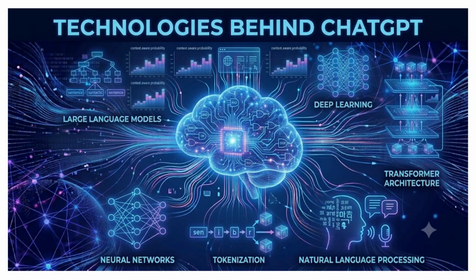Before processing begins, your text is converted into tokens. These tokens are then analyzed by the transformer architecture, which helps the model understand the meaning of the entire sentence, rather than individual words. Finally, natural language processing, or NLP, enables ChatGPT to understand human language and communicate in a clear, natural, and conversational way. Together, these technologies make ChatGPT one of the most powerful AI systems available today.